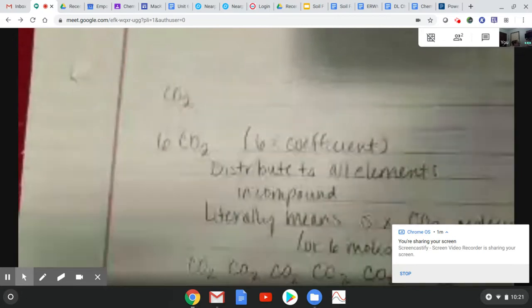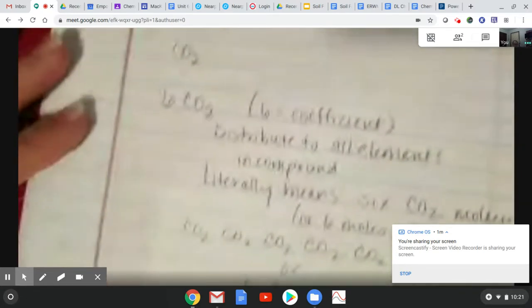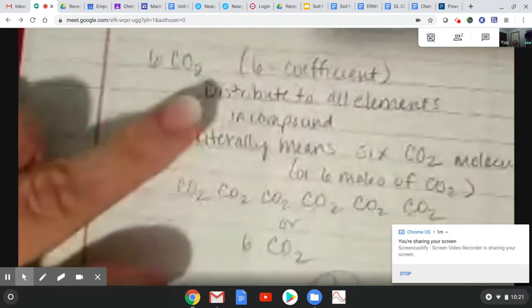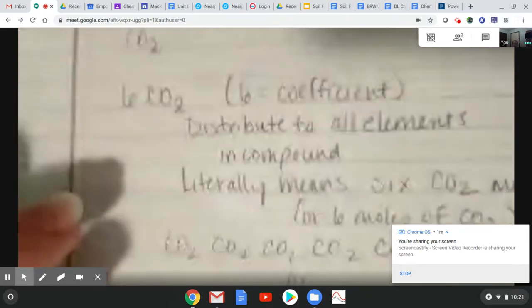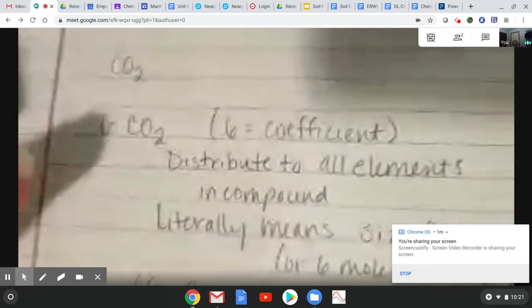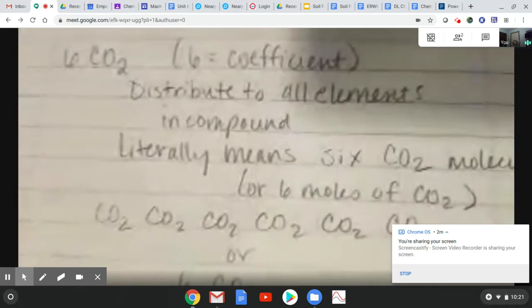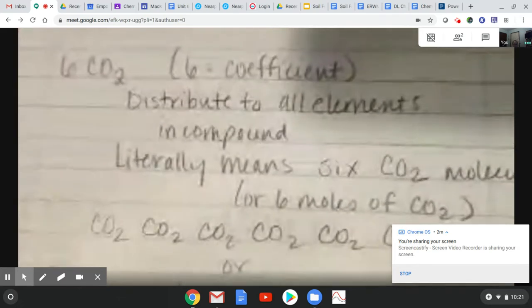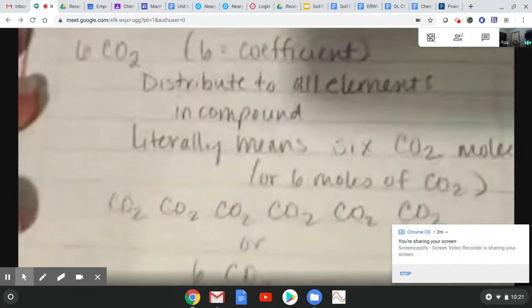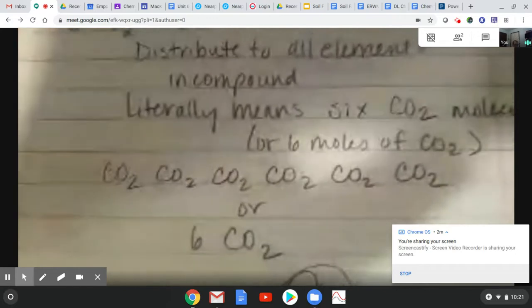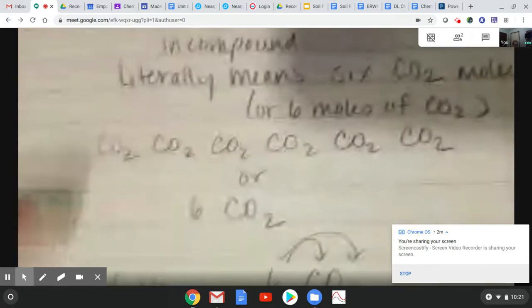There are a few other things that are talked about in this lesson, and I just wanted to go through them with you. So, when we look at the example they give you, they say they have 6 carbon dioxides. Well, the coefficient in front of that is a 6. That coefficient you will need to distribute to all elements in the compound. So it literally means that you have 6 carbon dioxide molecules or 6 moles of carbon dioxide. So another way to write it out would be to write out all 6 of those. Well, you don't want to write out all 6 of those when it's easier to just write 6 CO2.